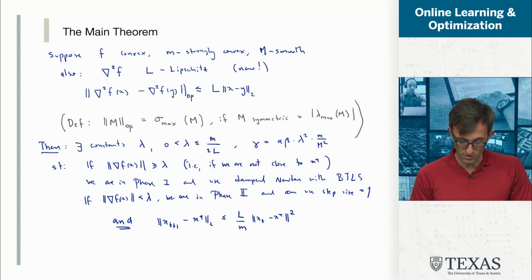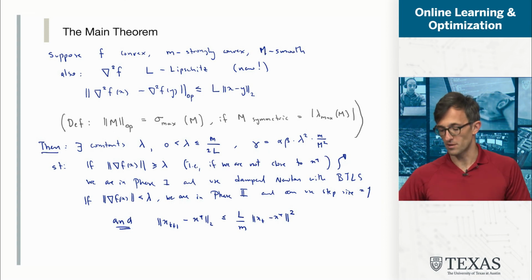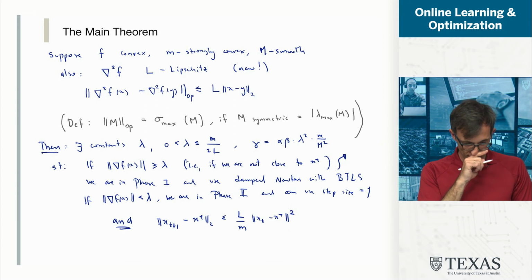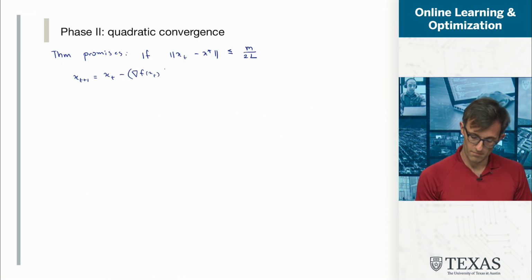There's one more detail here. In the first part, if we are in phase 1 and we use damped Newton, I forgot to write the conclusion here. This means that at every step we will make constant progress at least, which means that after a finite number of steps, we're going to exit phase 1. So in other words, we're guaranteed that f of x_t minus f of x_{t+1} is greater than gamma. So we're making at least progress gamma.